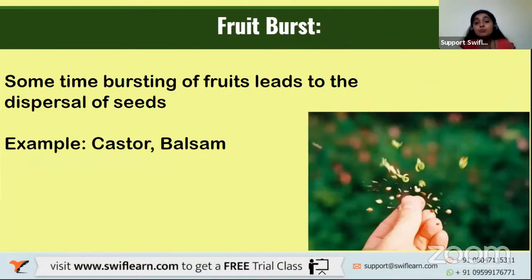Now the fruit bursting also scatters all the seeds around, right? Sometimes bursting of fruits leads to dispersal of seeds, like castor and balsam. Okay, so these are the fruits that get burst, and when they burst, they release a huge amount of seeds on the ground and in the air, and then they get stuck to other things, and the seeds move from one place to another due to the different reasons that we have discussed right now.